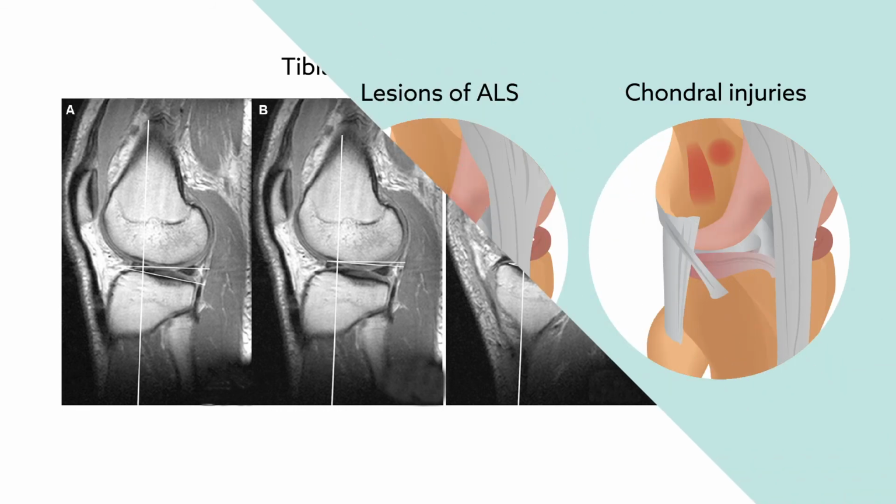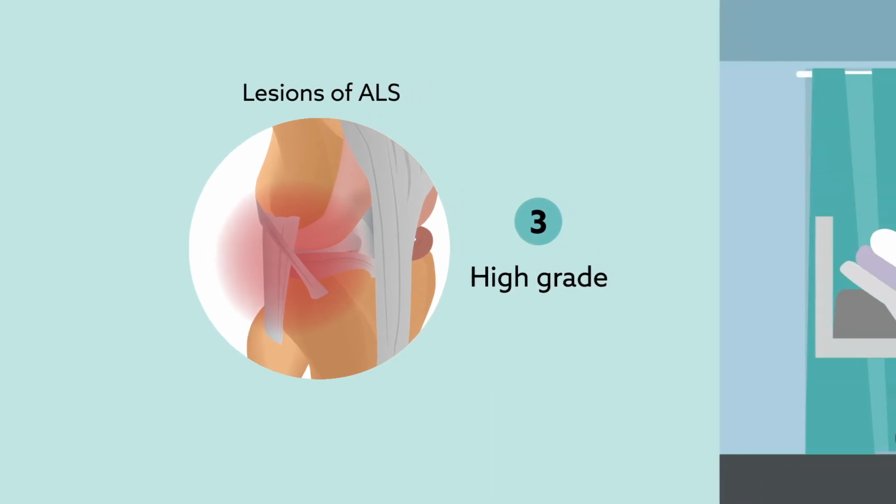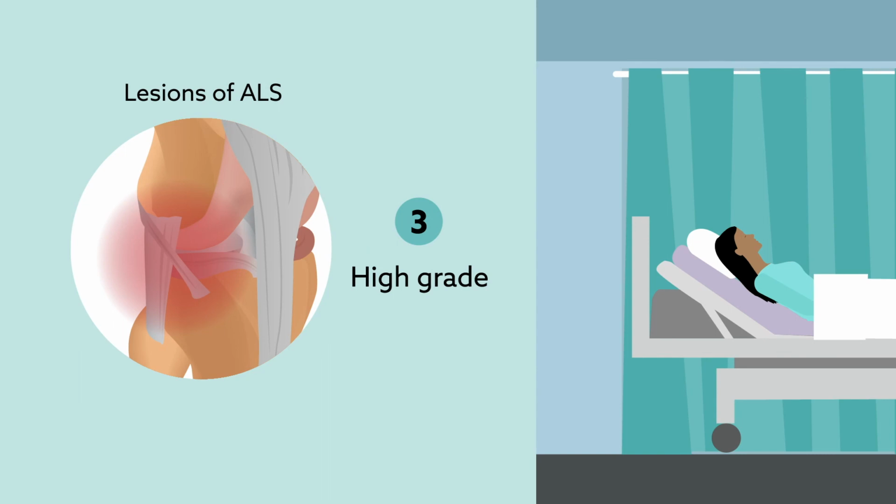A multivariate analysis revealed that ALS injury was the only significant risk factor associated with a grade 3 pivot shift. The finding is consistent with previous studies linking abnormalities of the ALS to a high probability of experiencing a high-grade pivot shift among patients undergoing ACL reconstruction.